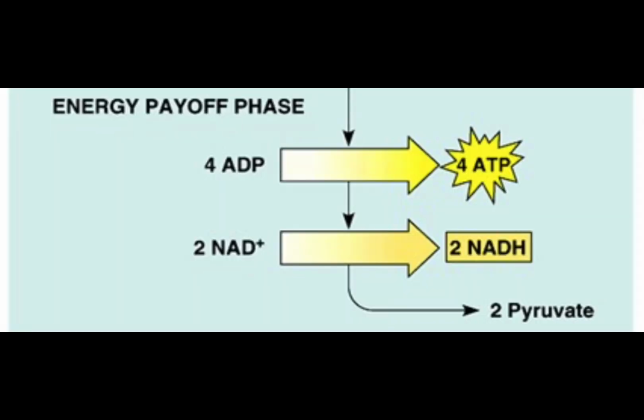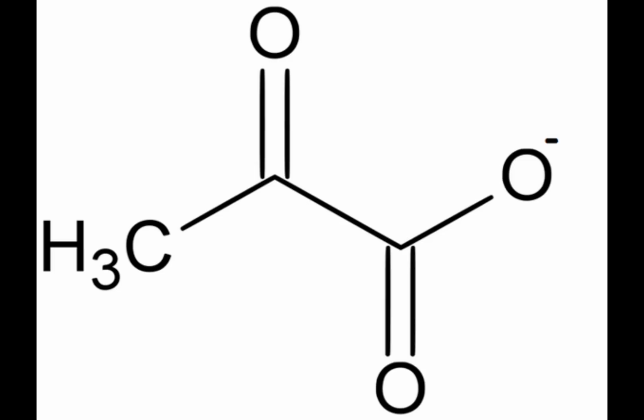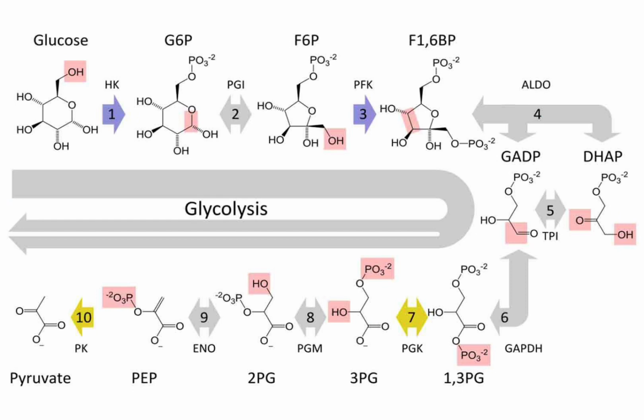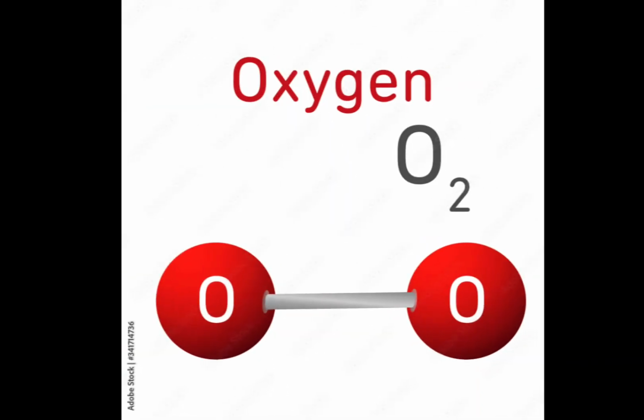in that energy payoff stage. Now the pyruvates get oxidized. Glycolysis occurs with or without O2. The next stages may also need O2, or not.